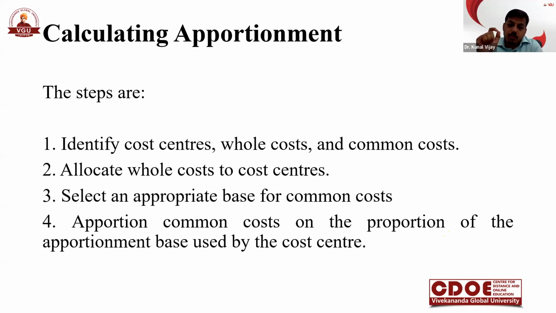Now common cost. We will select the appropriate base. So if depreciation is there, then machine amount or hours used by the machines. Okay. And after that, if power is there, then kilowatt hours will be the appropriate base, and according to that base we will apportion that amount between cost centers. Okay. So it is very much simple.